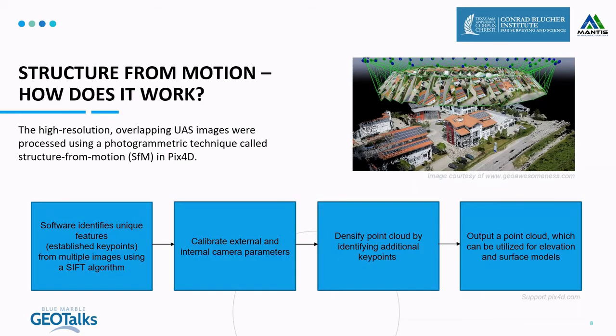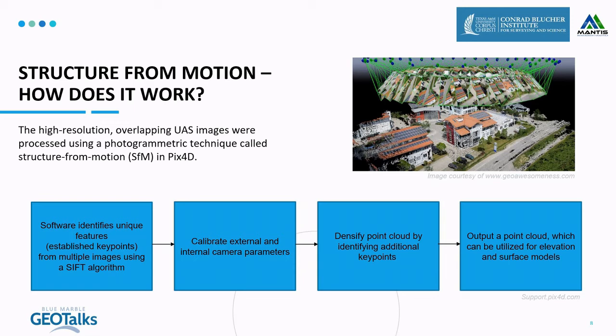So then going back to the images that were obtained before Hurricane Michael made landfall, those were processed using a photogrammetric technique that we call structure from motion, or SfM. And I did this in Pix4D, and I'll quickly summarize how this process works. Ultimately, I import all of those images into Pix4D, and it looks at those images to identify unique features. Where it identifies those unique features, it establishes key points. And it can pick out those key points from multiple images since they're overlapping, using the SIFT algorithm.